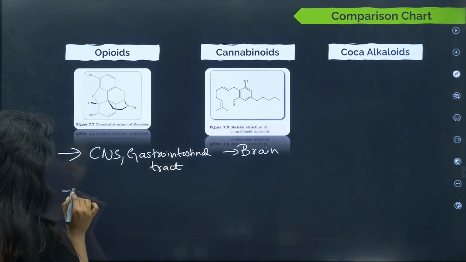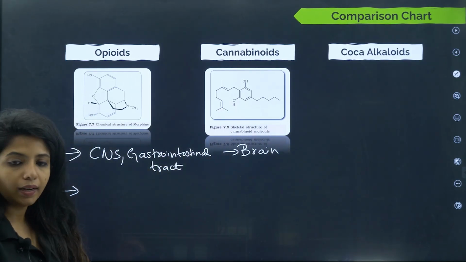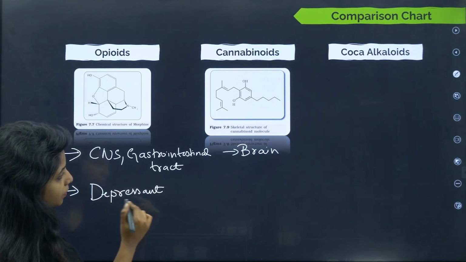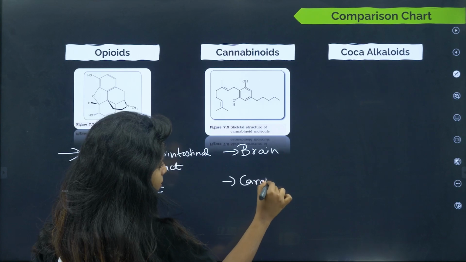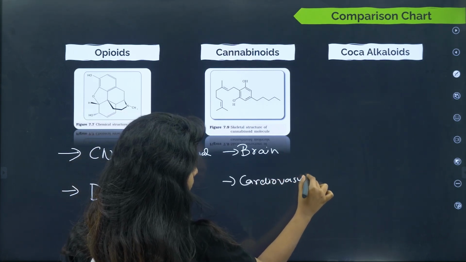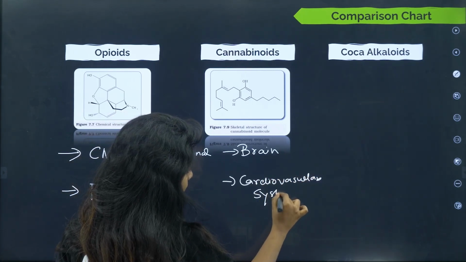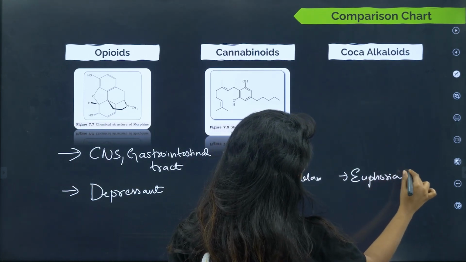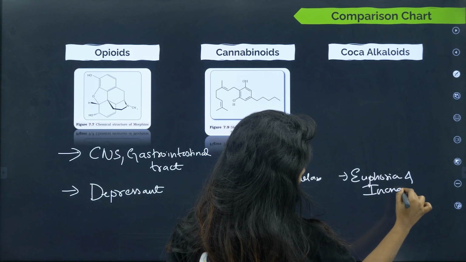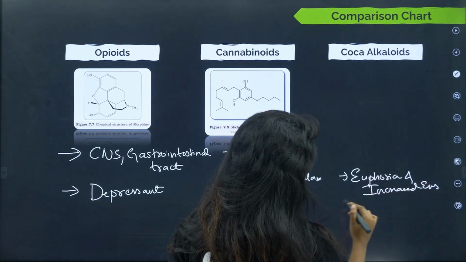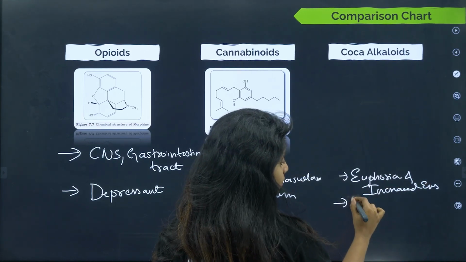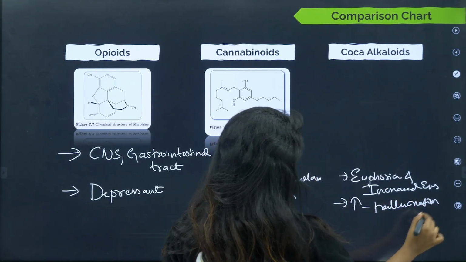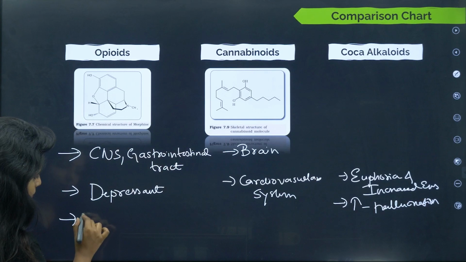Now, basically it is acting as a depressant. This is acting on your cardiovascular system. This is causing euphoria and increased energy, and in extreme amounts, hallucination.